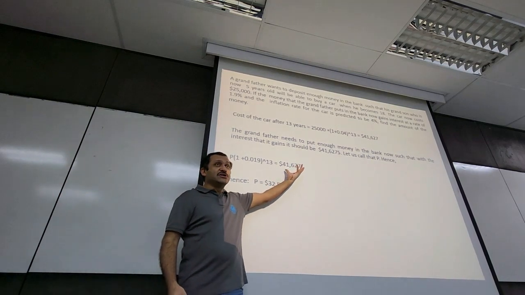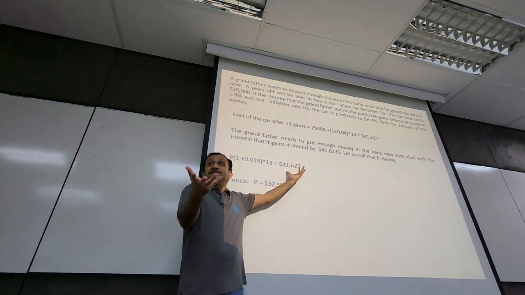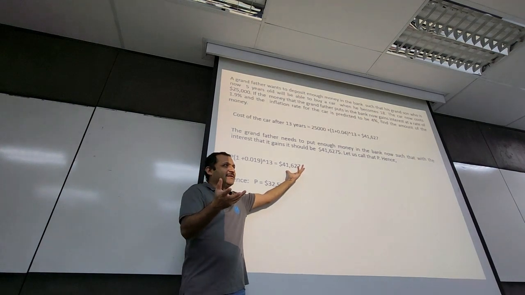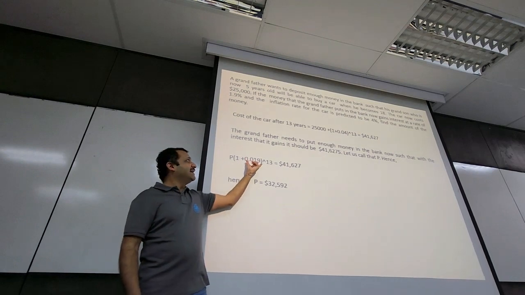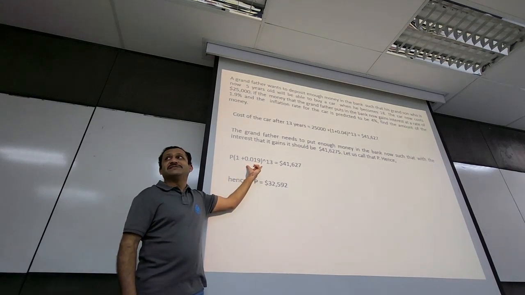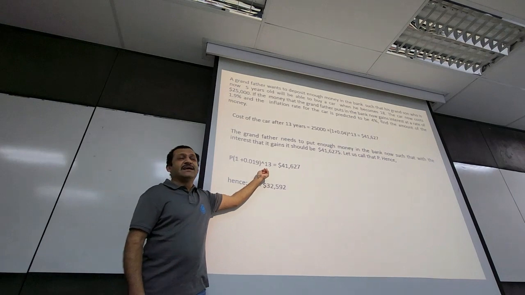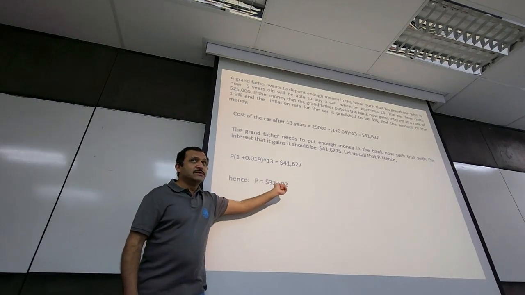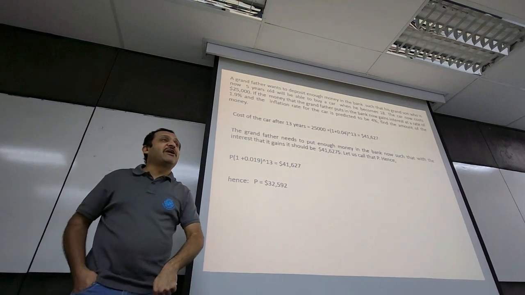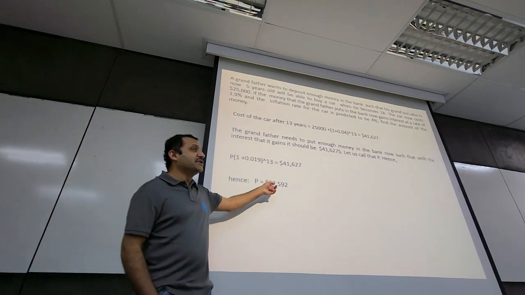That's the future value, or worth, of the money. This is the present value of the money. And you're gaining 1.9% interest over 13 years. The question is to find P. So just rearranging that equation, today the grandfather needs to put $32,000 in the bank.